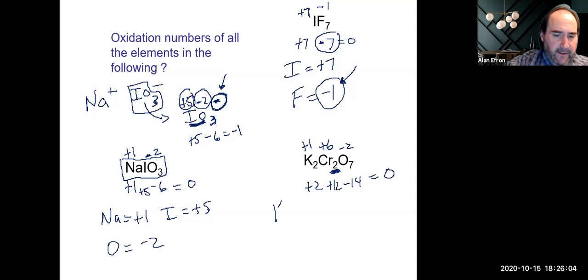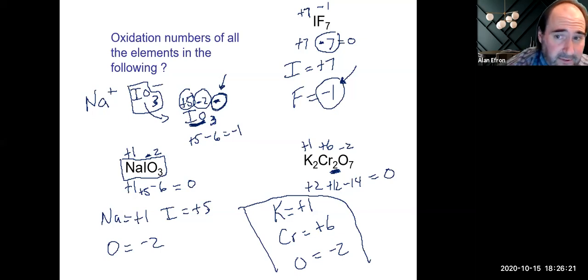all added together. Potassium being plus 1 oxidation state. Chromium being plus 6, not 12. And oxygen being minus 2, not minus 14 in terms of their oxidation numbers.